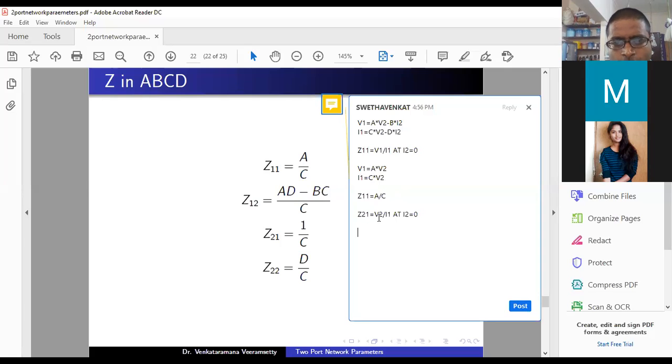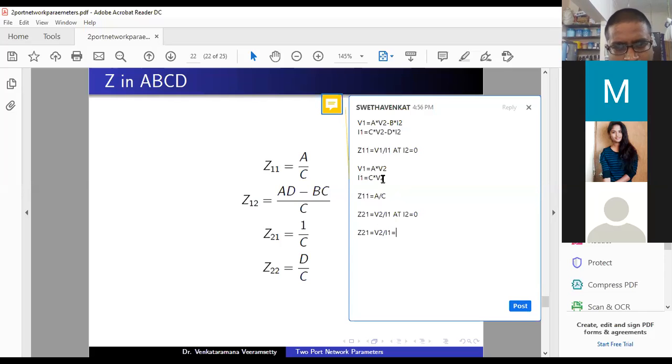Now Z21 equal to V2 by I1, right? That is equal to, what do we get? See, I1 equal to C into V2, so V2 by I1 is nothing but 1 by C. So Z21 equal to 1 by C. So Z11 equal to A by C and Z21 equal to 1 by C.